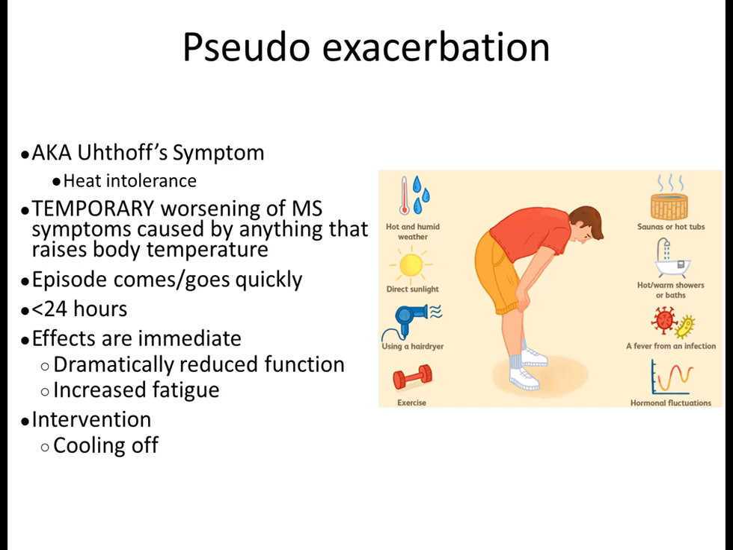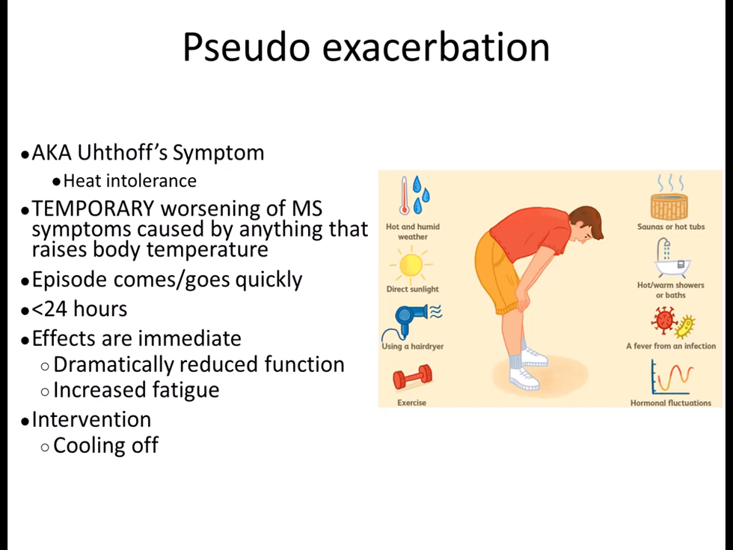Things that are known to trigger Uthoff's symptoms are shown on the right-hand side in the picture. Exercising and getting hot, overdoing it, exercising in hot and humid weather, any kind of sauna, hot tub, hot showers, hot baths, recent infection, even direct sunlight can cause a pseudo-exacerbation.